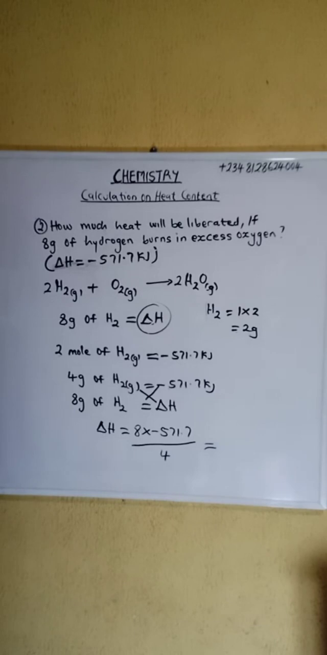So what is the final answer? 8 times minus 571.7, then divided by 4.